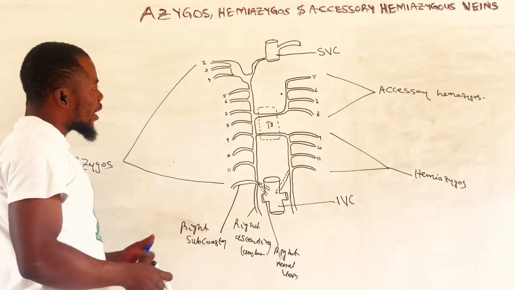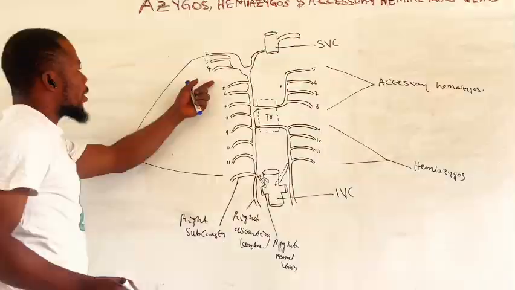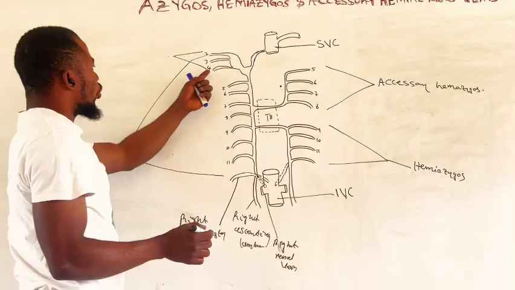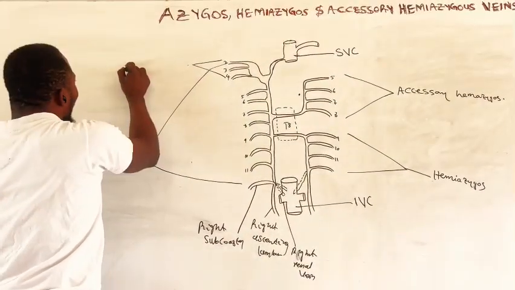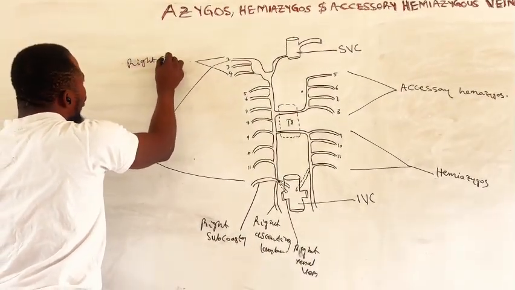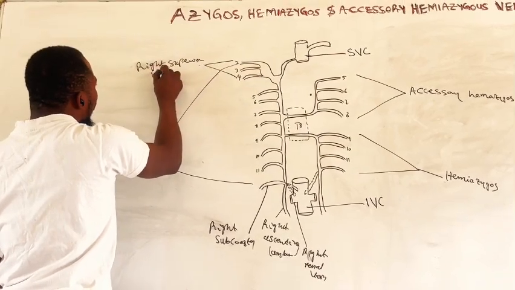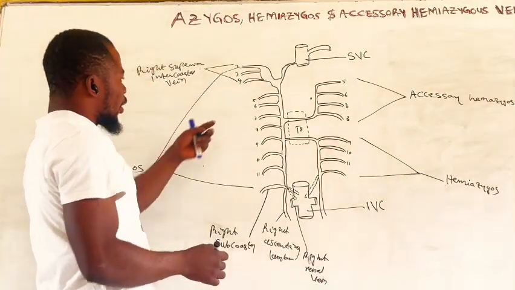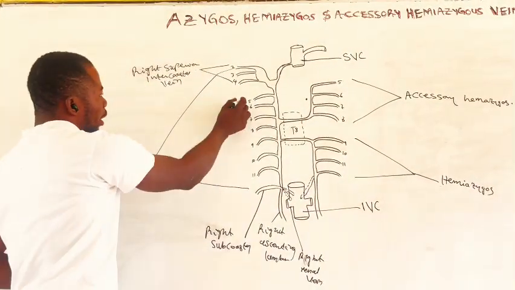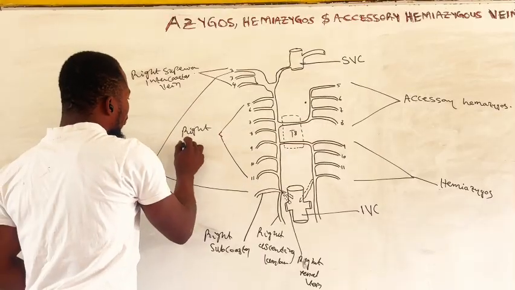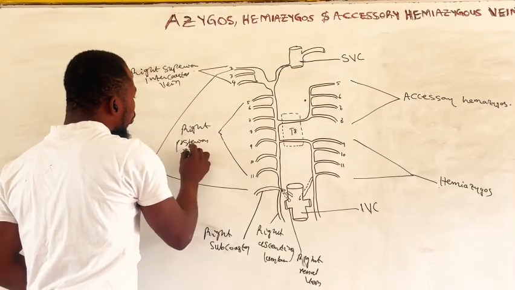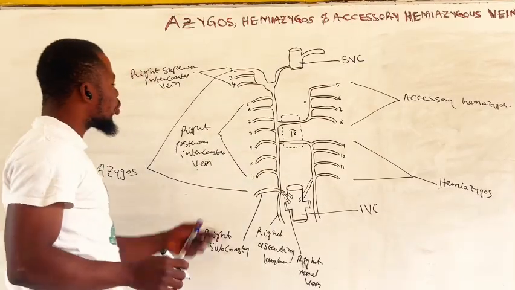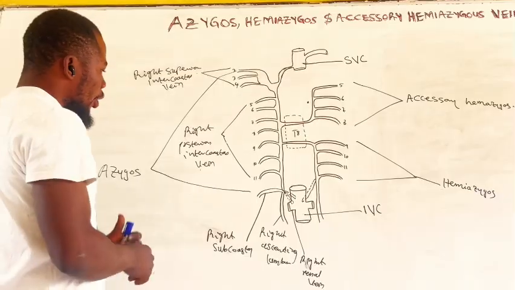The azygos vein also has tributaries. The upper three parts here, the second to the fourth, are called the right superior intercostal vein, whereas the lower ones, the fifth to the 11th, are the right posterior intercostal veins. So these are the tributaries of the azygos vein.